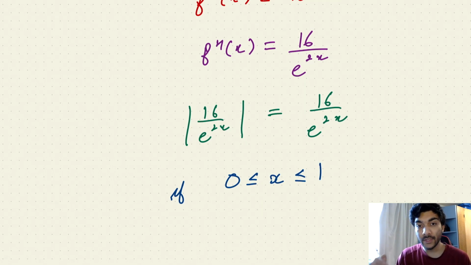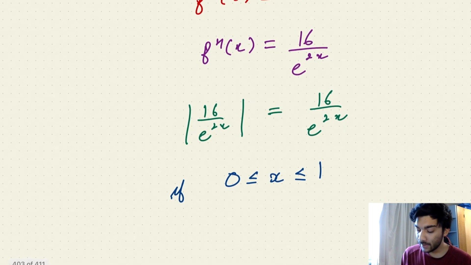Because we have the exponential function in the denominator, and we know that as x would increase, the exponential function also increases, right? But since in this expression the exponential function is in the denominator, as x increases, this expression will decrease, right? So I hope that makes sense. Feel free to comment down if you still have any doubts regarding this portion.